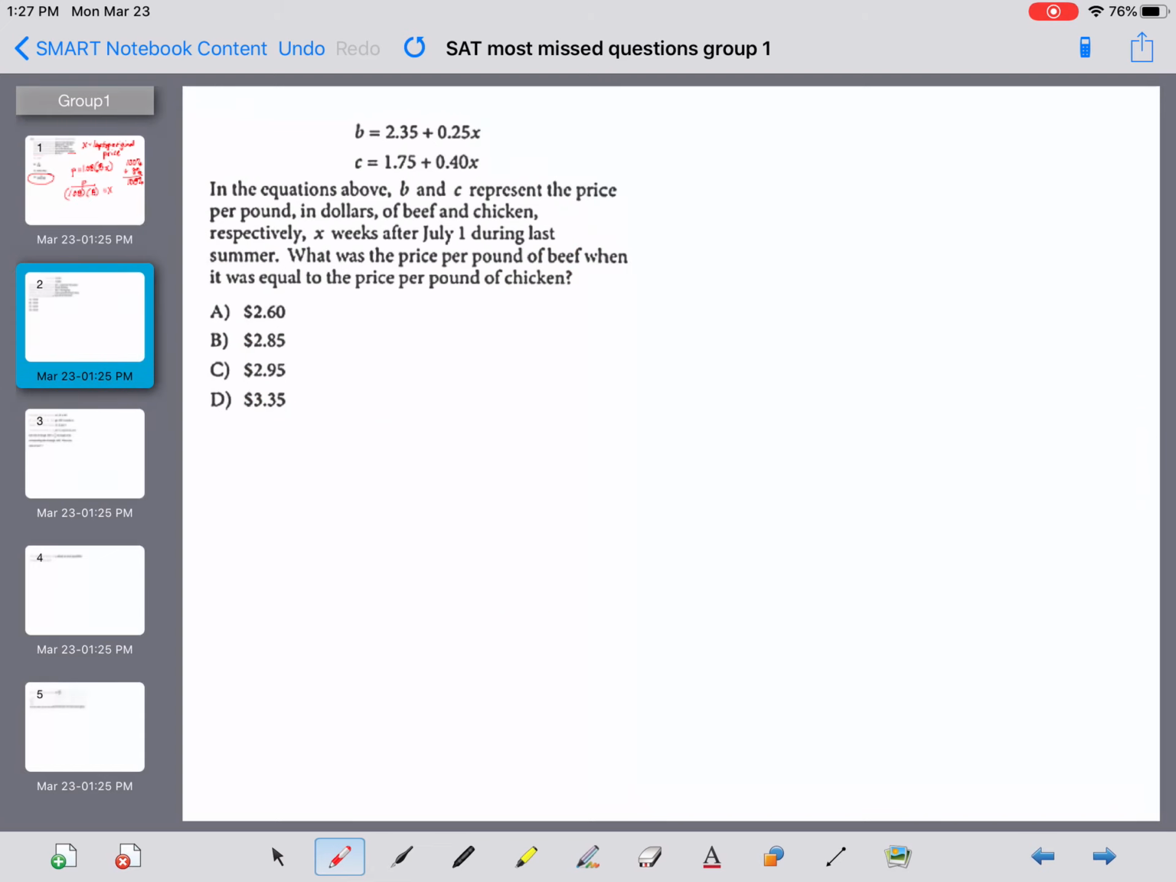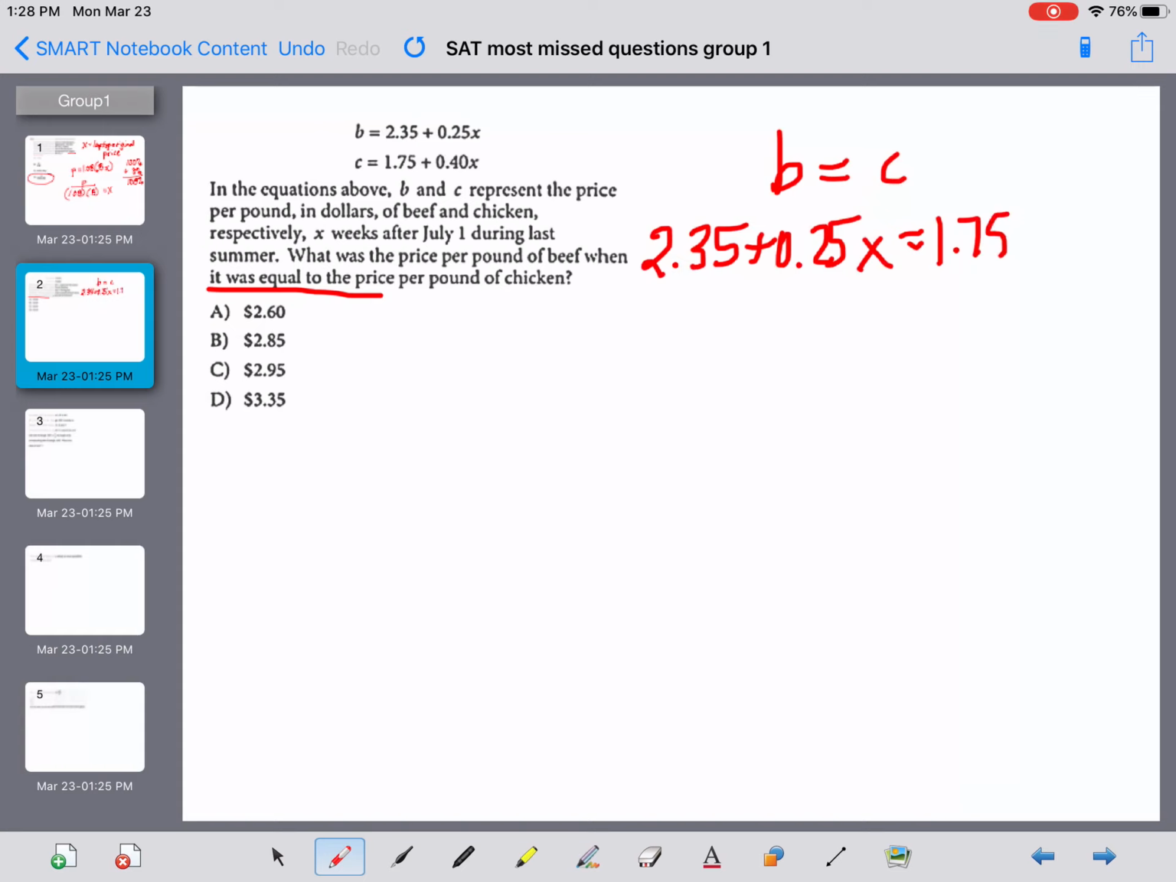Moving on to question 2. They give us these equations. It says in the equation above, B and C represent the price per pound in dollars of beef and chicken. And the question is, what was the price per pound of beef when it was equal to the price per chicken? So we actually want B to be equal to C, which means we want 2.35 plus 0.25x to equal my 1.75 plus 0.40x.